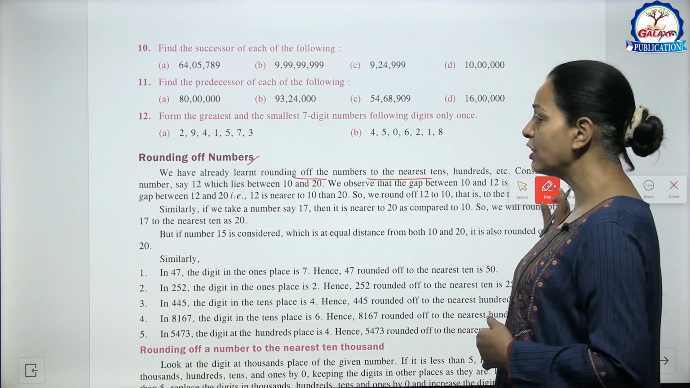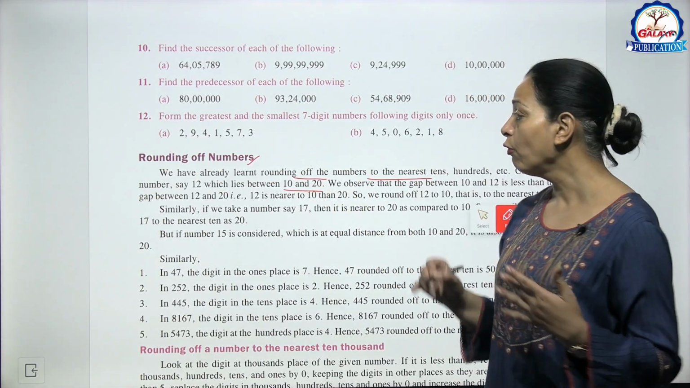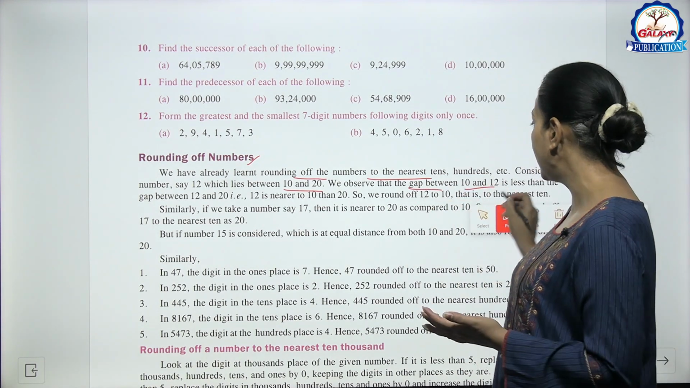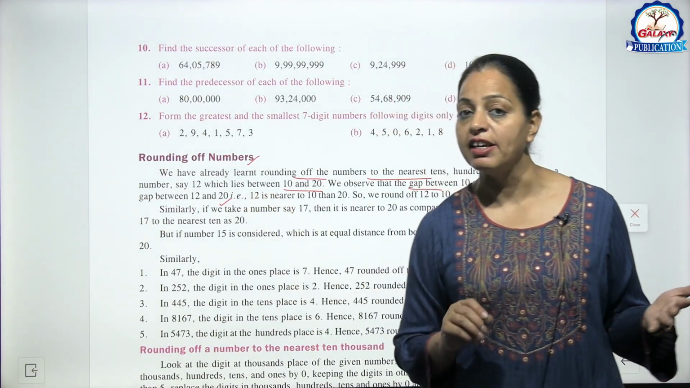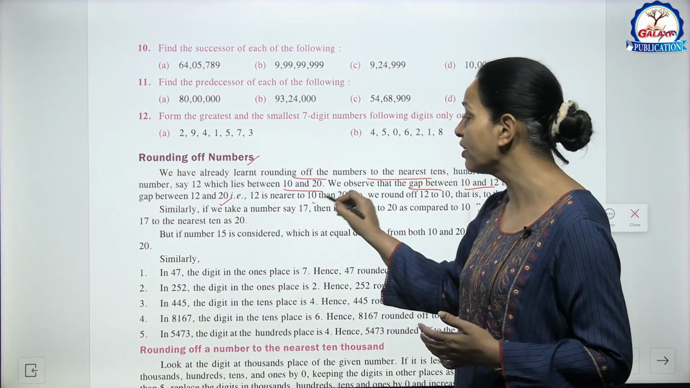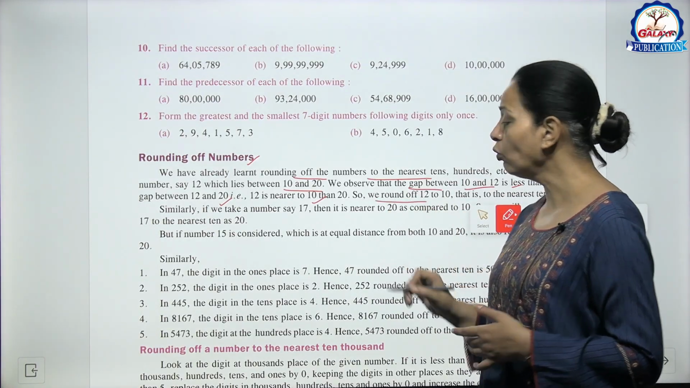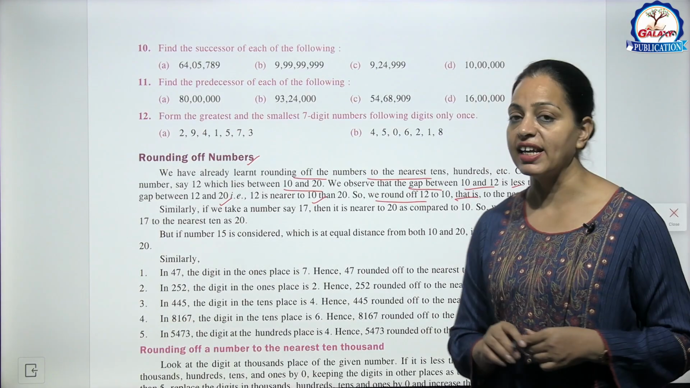Consider a number say 12, which lies between 10 and 20. We observe that the gap between 10 and 12 is less than the gap between 12 and 20. Means 12 is nearer to 10 than 20. So we round off 12 to 10. That is to the nearest tens, right?